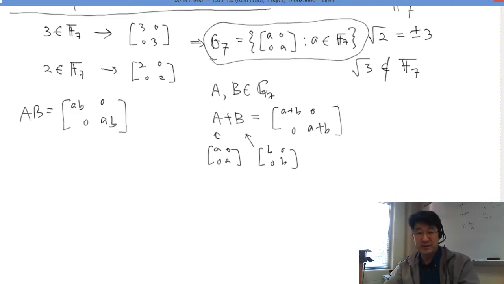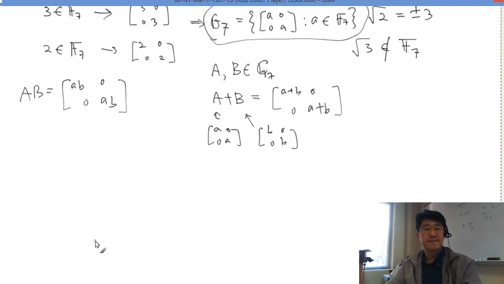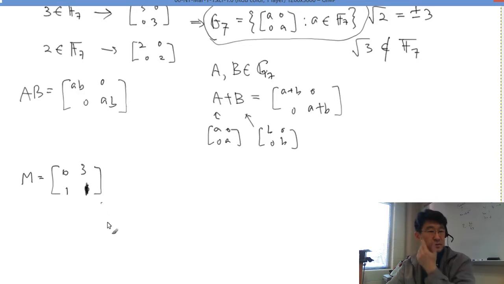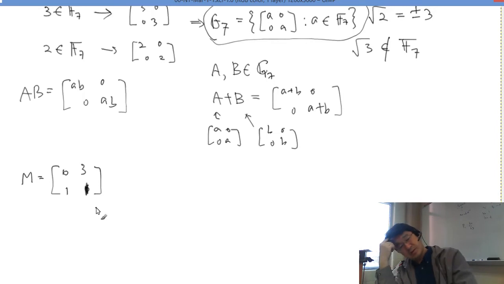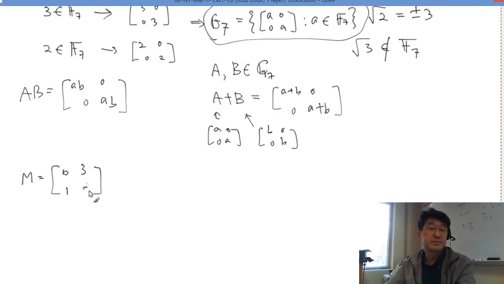The rule is the following. I'm going to call matrix M to be 0, 3 in the top row, and 1, 0 in the bottom row. I hope I'm right. No, that was 0, I'm sorry. And that was 0, yes. All right. So with that one, I'm going to create, I'm going to call R.